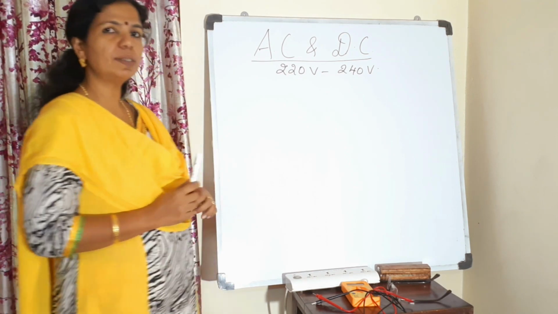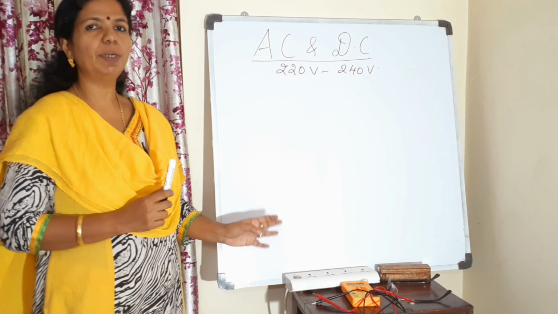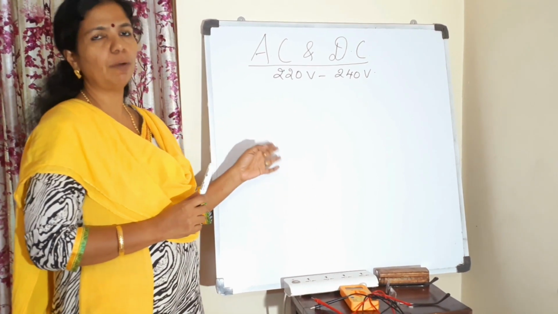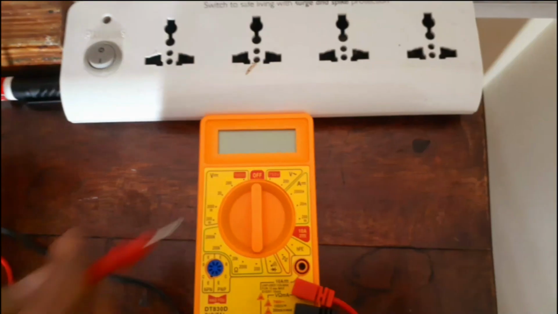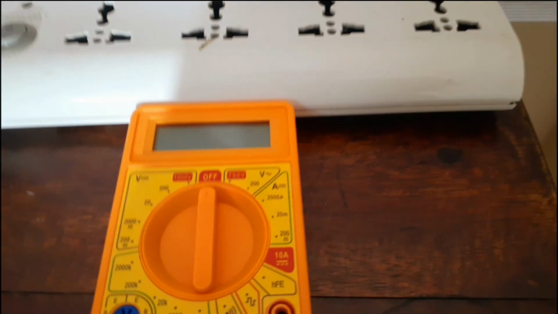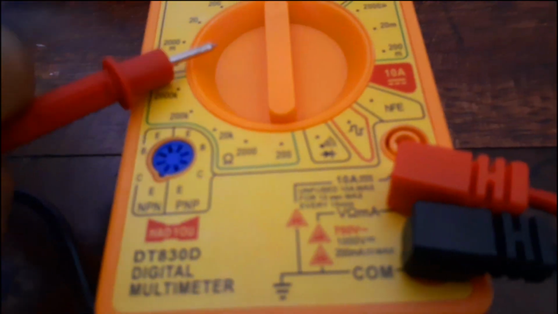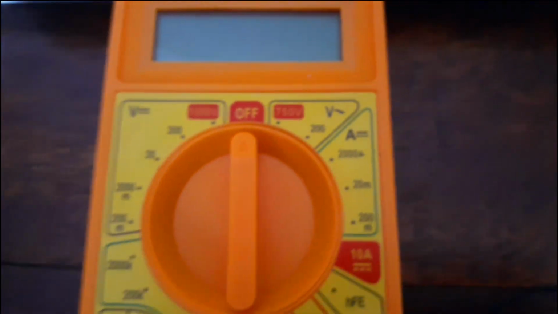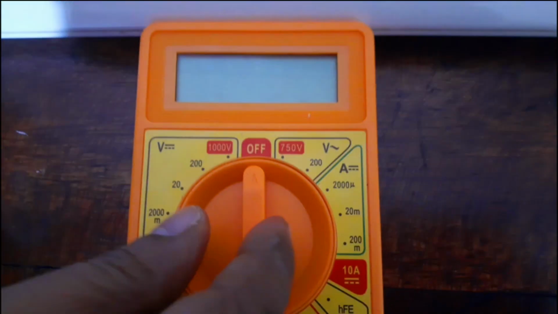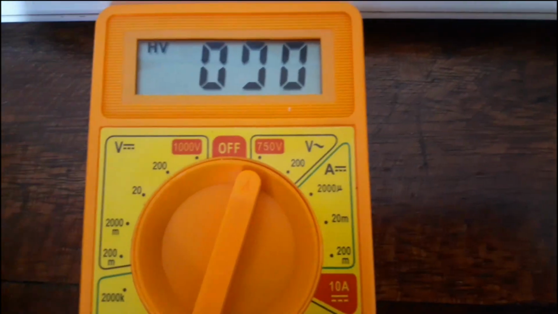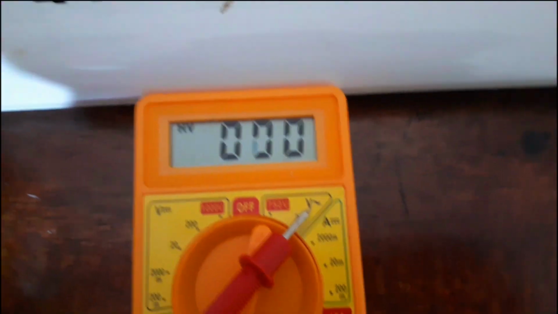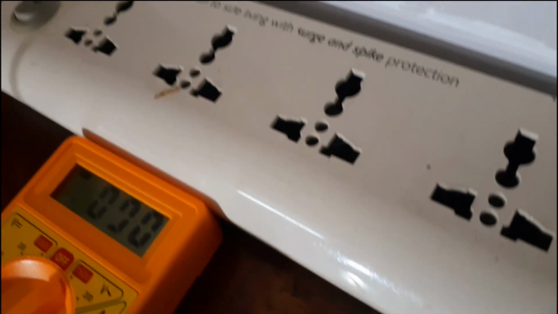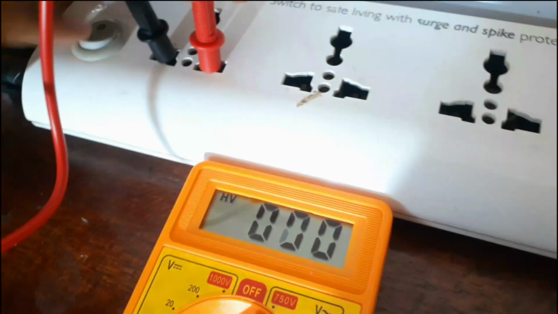Now let us check it using a multimeter and see how much voltage we are getting. This meter is called a multimeter, and it is used to check voltage, current and resistance. Now I am going to set it to 750 volts AC. This is the symbol for AC voltage, and I have set it to 750. I am going to measure the voltage. This is the power socket where I am going to insert the positive and negative probes, and I am going to switch it on.